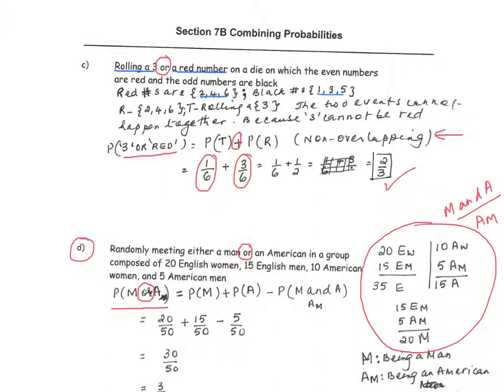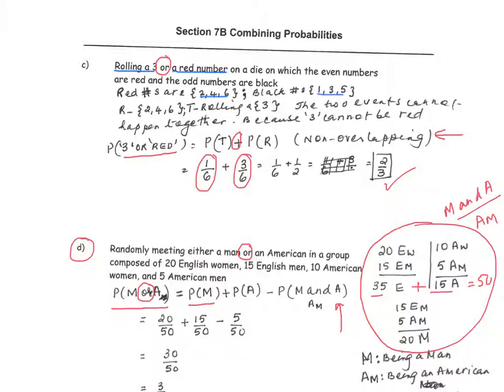So for overlapping events, we need to use the addition rule. P of M or A is equal to P of M plus P of A minus P of M and A. So what is the probability of being a man in this group? What is the total number of people that we have in the group? The English men, women, the American men, women, all together form a group of 35 plus 15, which is equal to 50. So there are 50 people in the group.